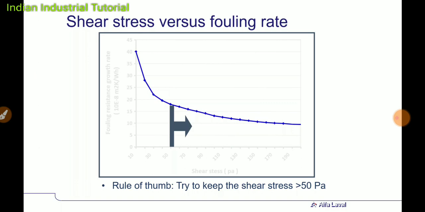To optimize, as a rule of thumb, try to keep the shear force at 50 Pascal, so that you can get minimum fouling and minimum pressure drop in the heat exchanger. Our heat exchangers are generally designed above 50 Pascal, except in very special cases where we are going down to even 10 Pascal.